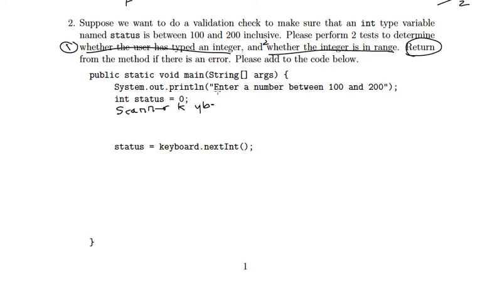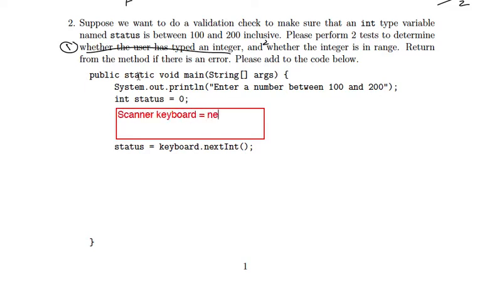Okay, I think I'm going to have to stop trying to type here, just because my pen is just horrible. So this is what I'm doing here. Okay, so I need to make a scanner. New scanner, System.in. Let's just continue here on the right.